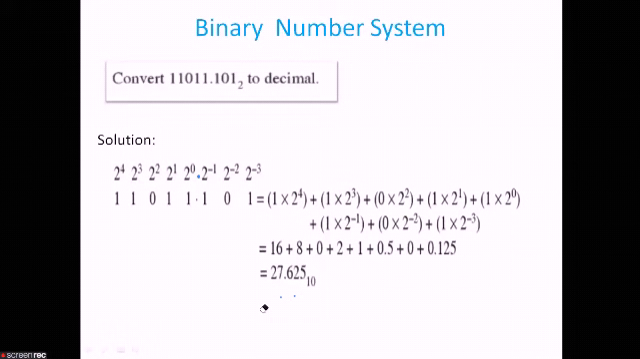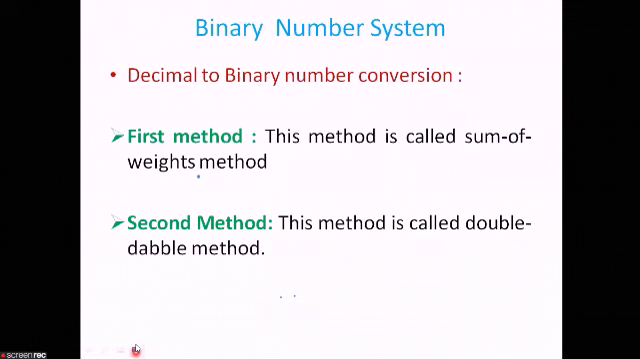Next, we will be going for the decimal to binary conversions. As we have already done the binary to decimal conversion, we will now go to converting decimal numbers to binary. The decimal to binary conversions are of two types. What is the first method? The first method is called the sum of the weights method, and the second method is called the double dabble method.